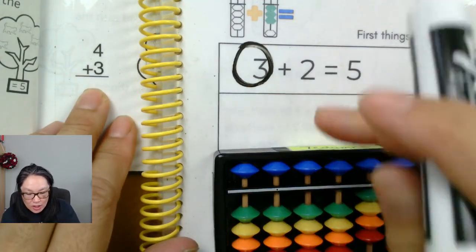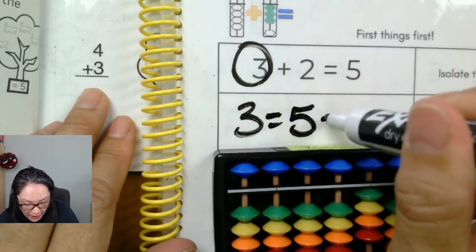Thank you, Melinda. Yes. So what we're going to do is we're going to have the 3 and it's equal to 5. But notice this is not balanced.